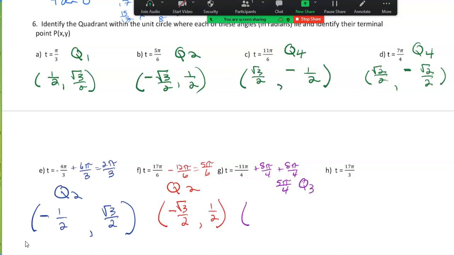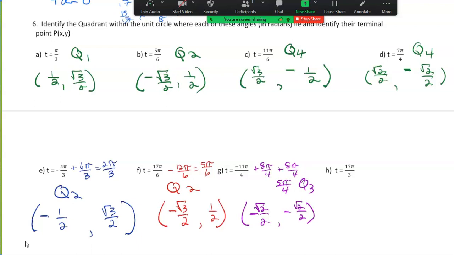Okay, in quadrant 3, I know that both coordinates are negative. Now go up to pi over 4, which is the reference number, and pull the coordinate pairs. Because I have my signs already written down, I am good to go. Okay, one more over here.